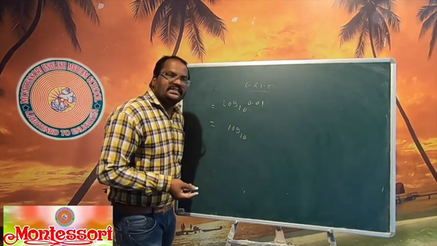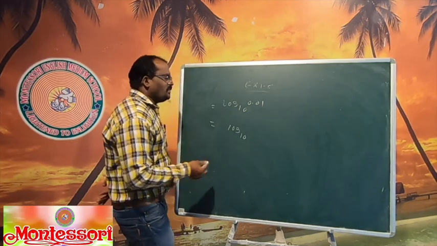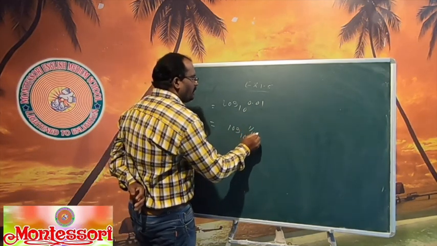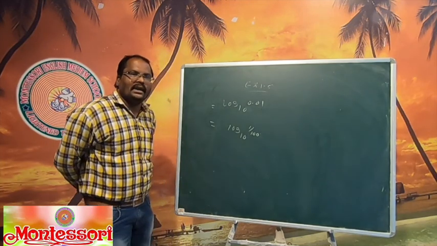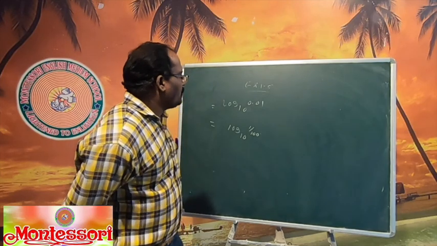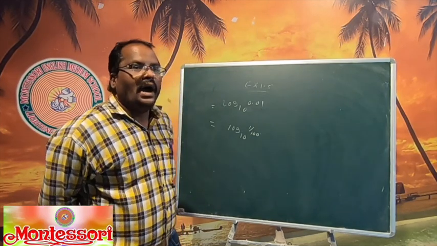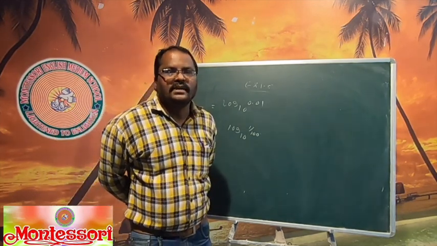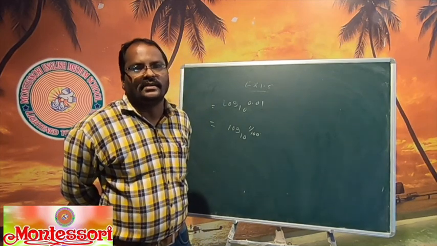After the decimal, how many digits are there? 2 digits. That means we write 1 by 100. After the decimal, 2 digits are there. So 1 digit means you write 10, 2 digits means 100, and 3 digits means you have to write 1000 in the denominator.